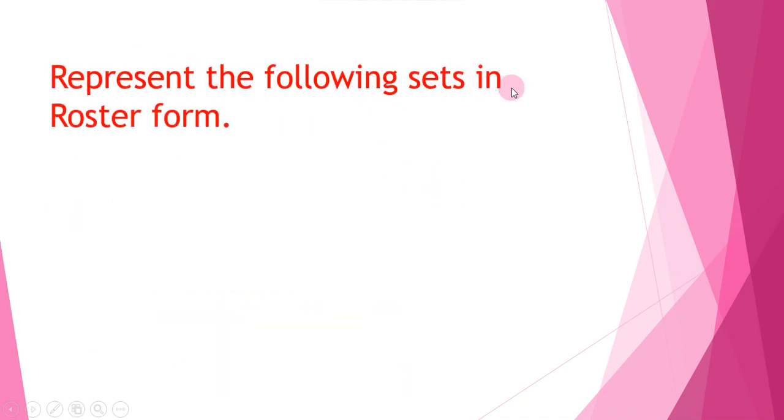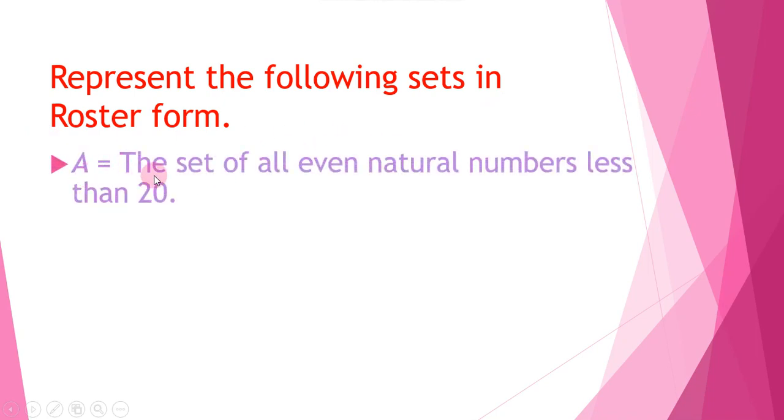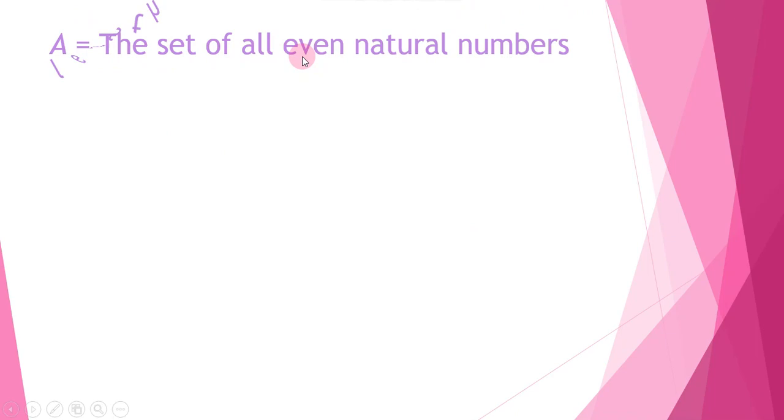Represent the following sets in roster form. The set of all even natural numbers less than 20. Next one, D equal to {x such that x belongs to Z}. Z means integers. x belongs to Z, minus 5 less than x less than or equal to 2.